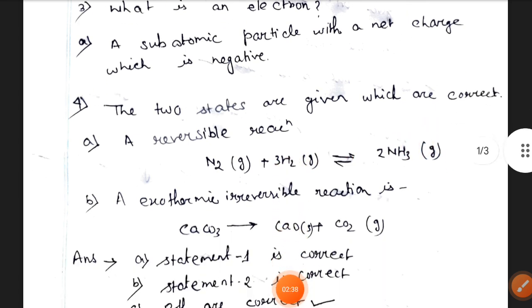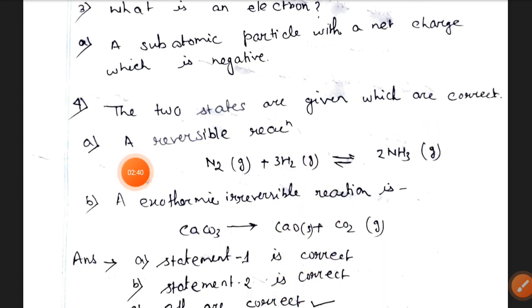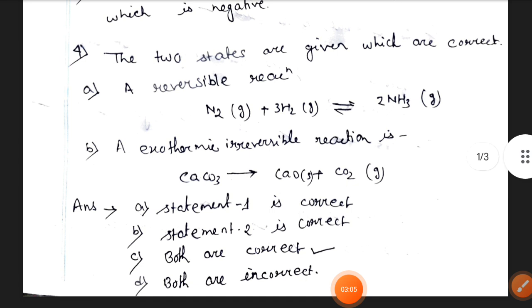Next, two statements are given, and you have to say which are correct. These statement questions are very important in your exam, because they are very often asked. A reversible reaction: N2 plus 3H2 gives 2NH3, with the reversible sign. And an exothermic irreversible reaction: CaCO3 to CaO plus CO2. So both statements are correct. Here the answer is both are correct.